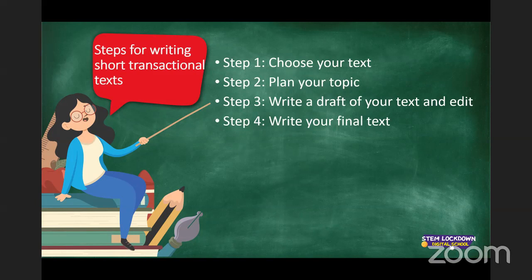Right, we always have steps. So how do you go about writing or putting together an advertisement, or an advert in short? Step one, you choose your text. Will it be an advertisement? Will it be a flyer? Will it be a poster? Step two, you plan your topic. Step three, you write a draft of your text and edit. And the last step will be writing your final text. Whenever we write, we follow the same steps to make sure that you produce a fine piece of writing.